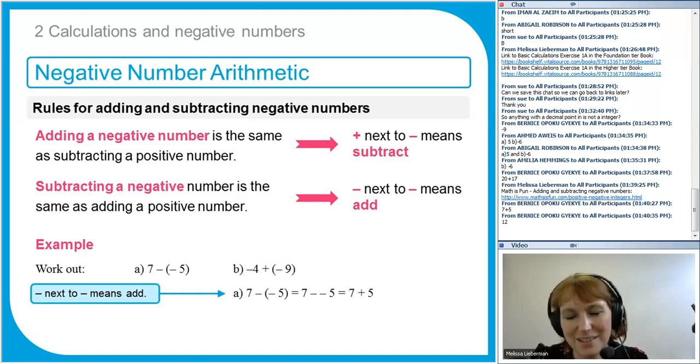7 plus 5. That's the hard bit is done. The next bit is easy peasy, 12. So that's our answer. You can test it on your calculator.